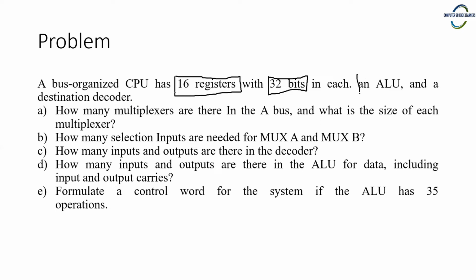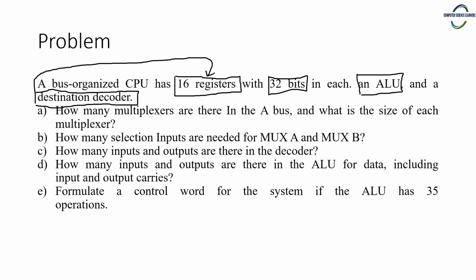We are having an ALU, that is the arithmetic and logical unit, which is responsible for performing operations. And then we are having a destination decoder. What is the use of the destination decoder basically? This destination decoder will actually put the result in one of the registers. It is responsible for selecting one of these 16 registers where the result of the operation will be stored, right?